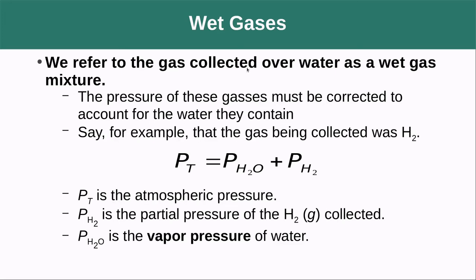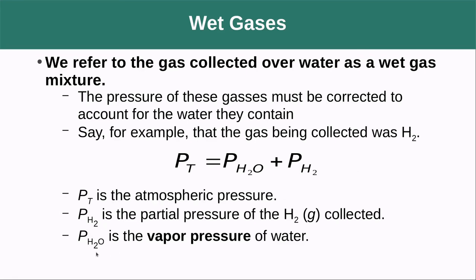So we refer to the gases collected over water as wet gas mixtures. The pressure of these gases must be corrected to account for the water they contain. Say, for example, that the gas being collected was H2. The total pressure that we're measuring is going to equal the pressure of the water that's in the gas plus the pressure of the H2. We know from Dalton's law that these would sum together to give us the total pressure.